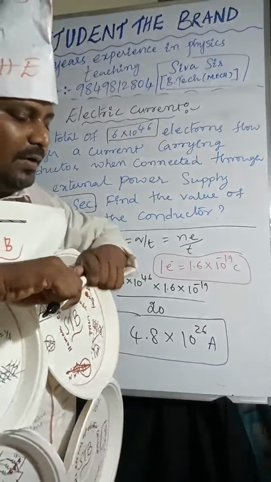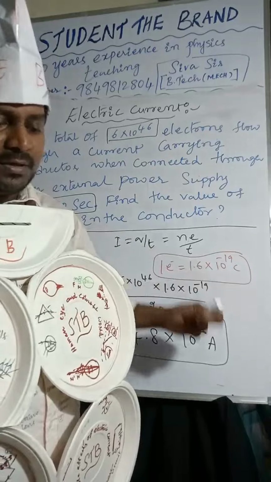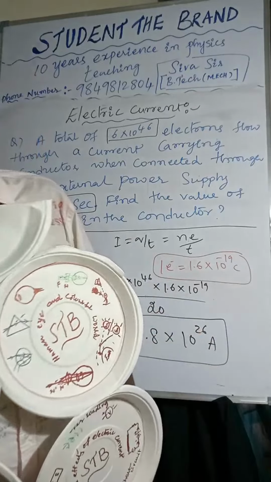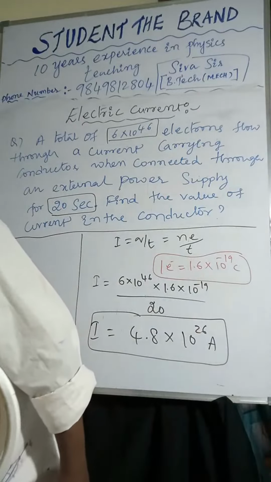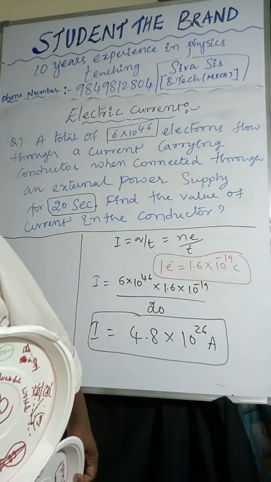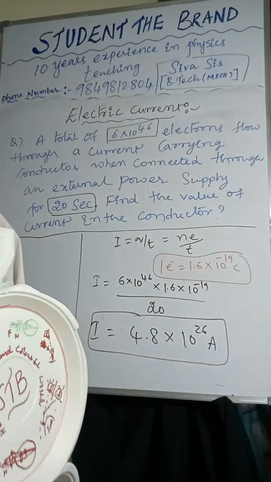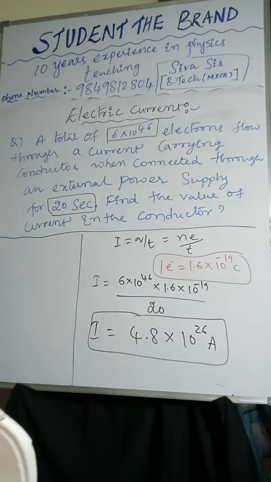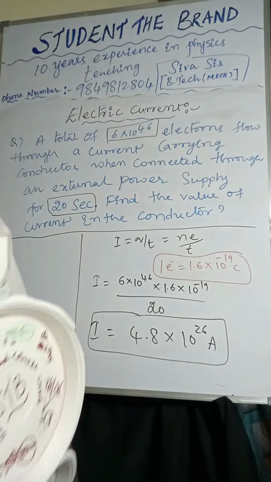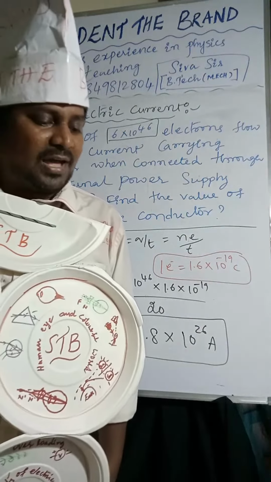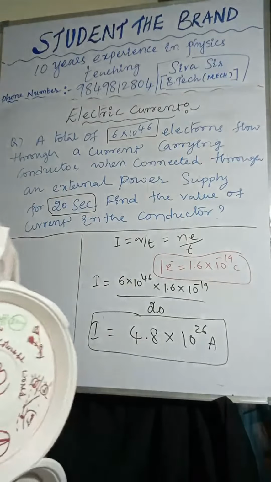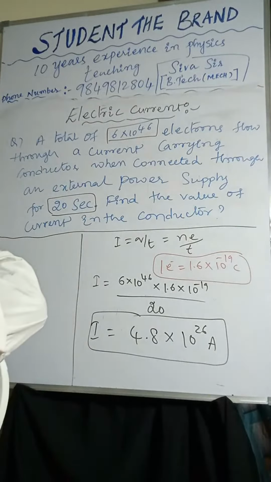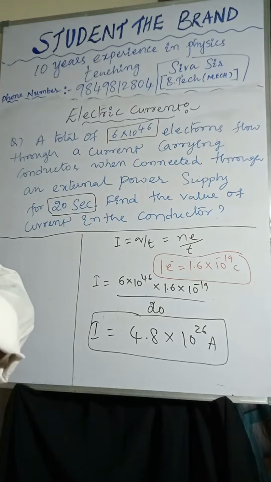Now here you can observe in this question, as our discussion is going on, the value 1.6 into 10 power minus 19 they won't give. We must find it out, so we have to remember that value. Keeping that in mind, very important point.